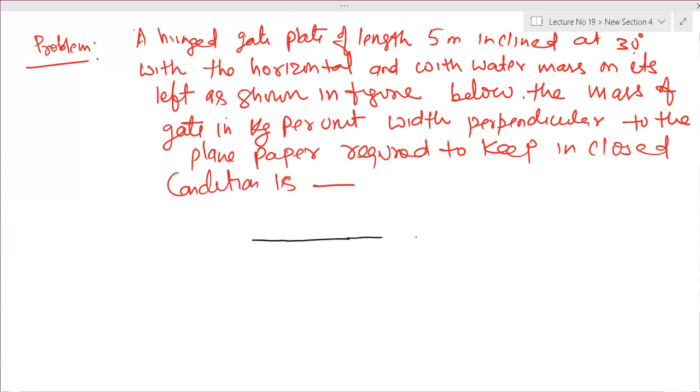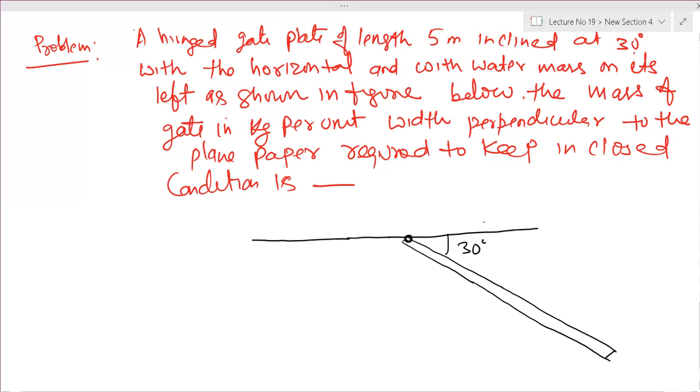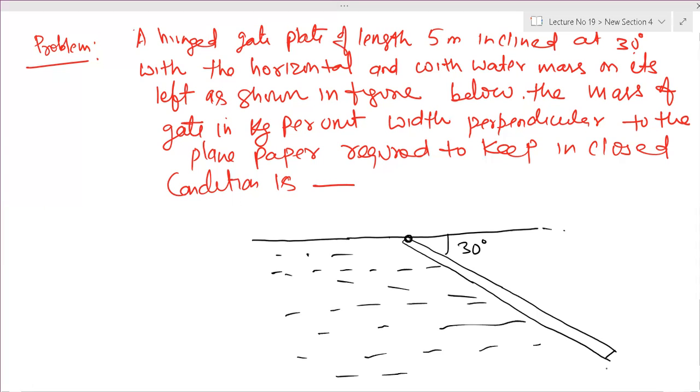So you have a hinged gate. Basically, here is the hinge, and this is the gate. This gate makes 30 degree with the horizontal. This is the horizontal, and you have water mass on the left. So we have to keep this plate in this condition.